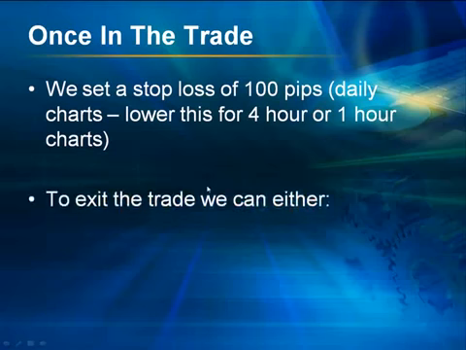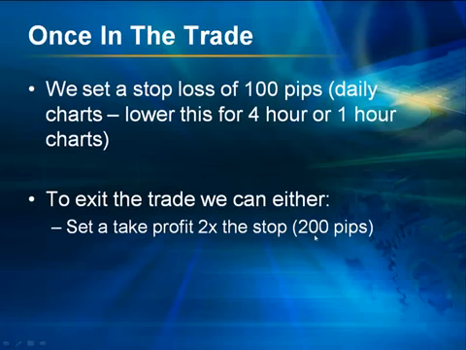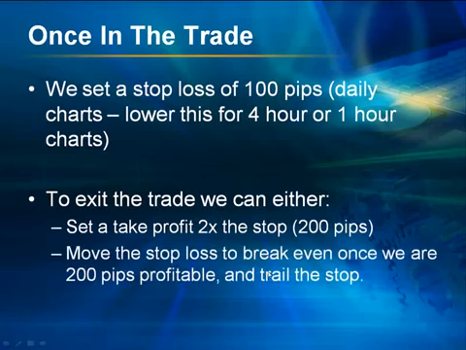And we can exit the trade in one of two ways. We can either set a take profit to 2 times the stop, so if we were trading the daily charts, we would set it to 200 pips. Or we can move the stop loss to the break-even point once we are 200 pips profitable and trail the stop at 200 pips. When you're starting out, again, the 2 times the stop method is the simplest way to do it. As you gain more experience, you might want to trail your stop. It can help you gain more profits.